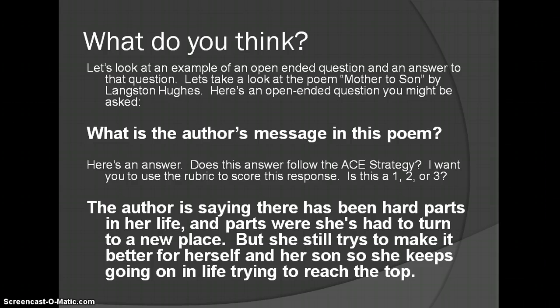This response does not really answer the question, and it fails to make any mention of the author's purpose. They didn't give any textual evidence to support their answer. And the response is essentially a basic summary of the poem. And while it does demonstrate a basic understanding of the poem, it does not address the question, what is the author's message?